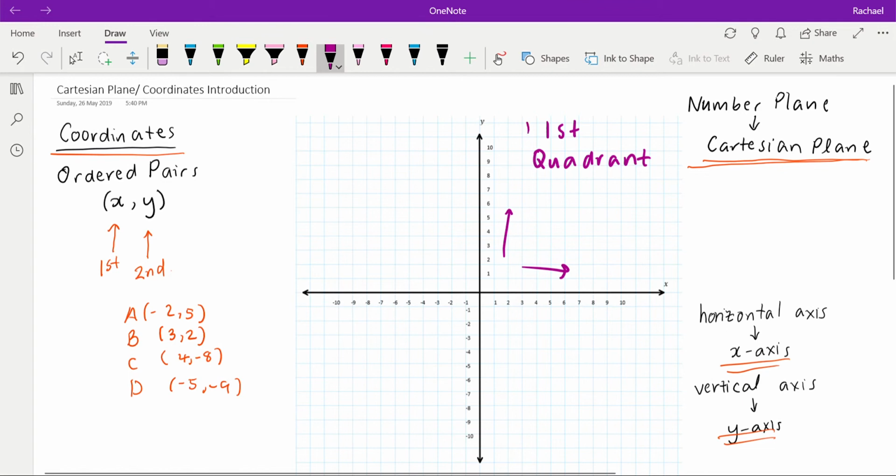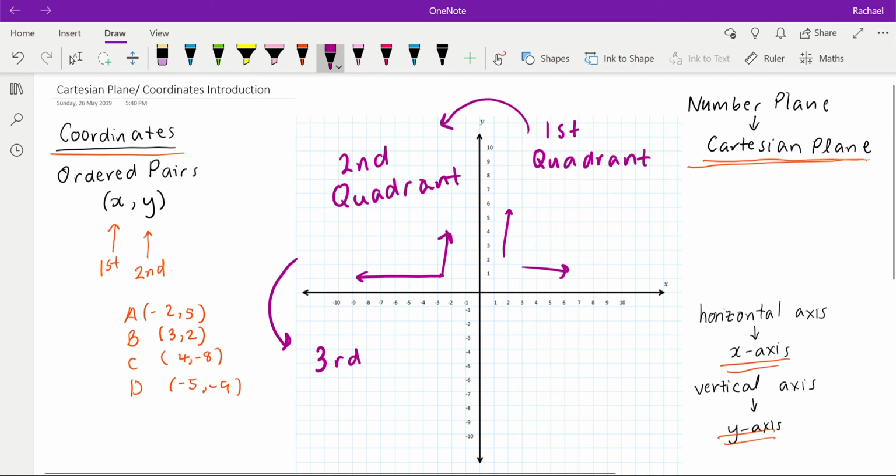And then if we go anti-clockwise, we call this the second quadrant, where x is always negative, we can see, and y is positive. And then we go anti-clockwise again. It's the third quadrant, and where x is negative again, and then y is also negative this time. And then one more time, and this is going to be the fourth quadrant.